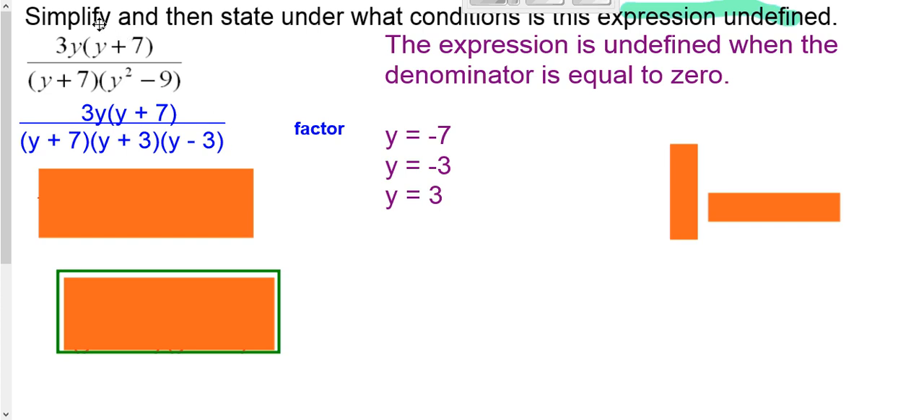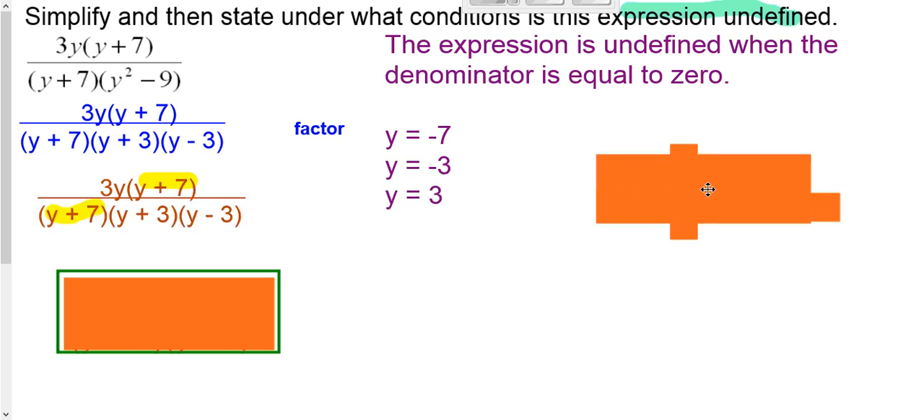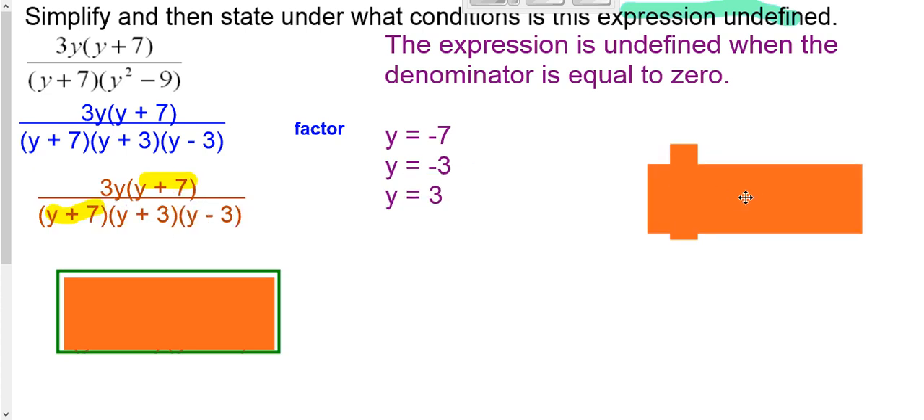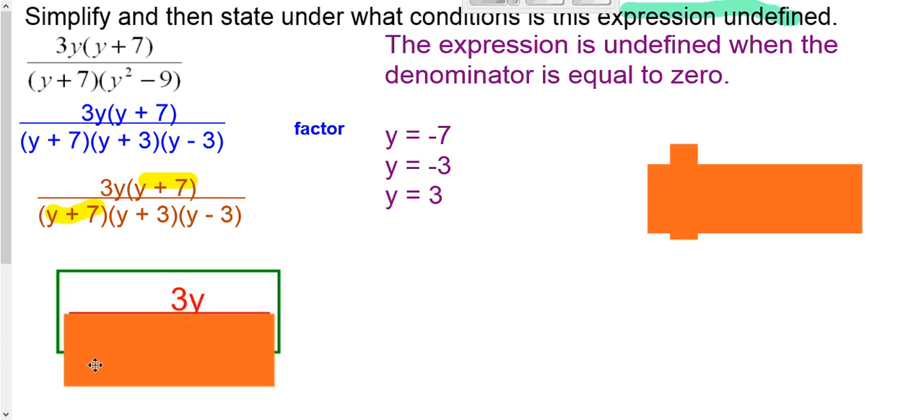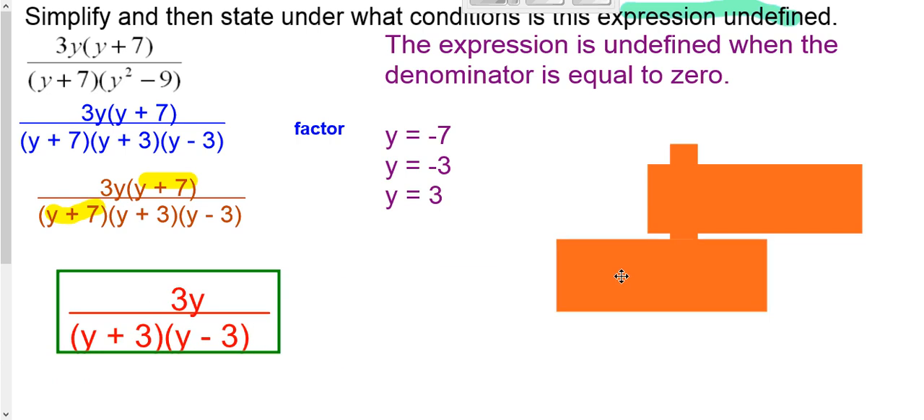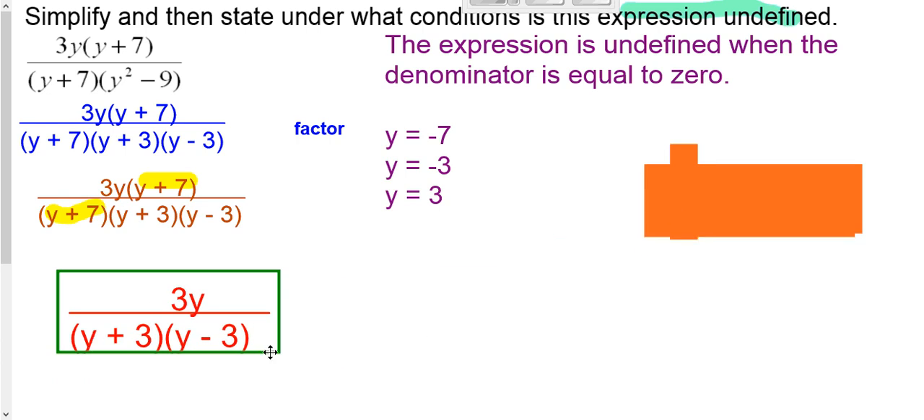But it also did say to simplify up here. So besides having the purple for the undefined, we're going to simplify, and you'll notice we have a y plus 7 times the top, a y plus 7 times the bottom. So they're going to drop out. So it leaves us with only a 3y on top, and your y plus 3, y minus 3 on the bottom. That's simplified.